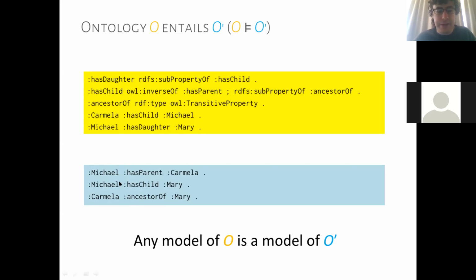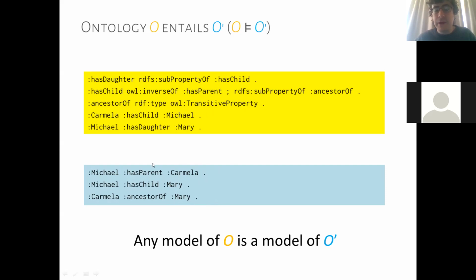So we say here that this ontology does entail it. Michael has parent Carmela comes from the fact that Carmela has child Michael and has child is inverse of has parent. Michael has child Mary comes from the fact that has daughter is a subproperty of has child. Carmela ancestor of Mary comes from the two has child relations, and then we apply the transitivity and we get that Carmela is the ancestor of Mary. So we see that this ontology follows from this. How do we define that formally? We define that any model of O, any possible world that O is describing, is also a possibility for the other ontology. This ontology has more details, it's more specific, and therefore it permits strictly fewer worlds. Any world that is possible here must also be possible here.